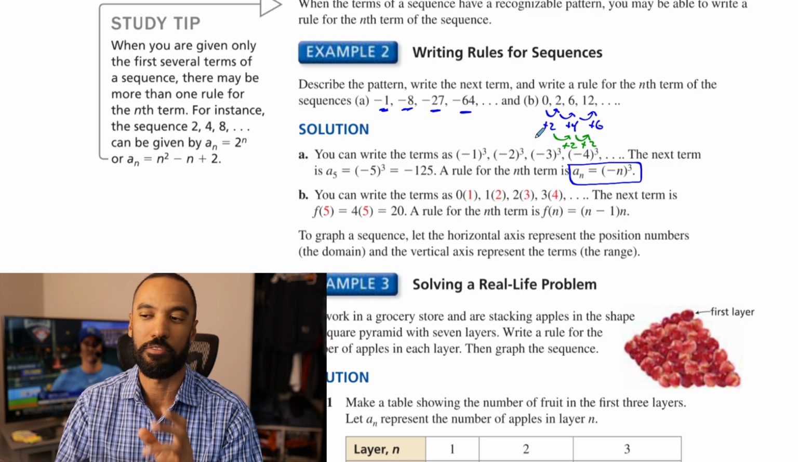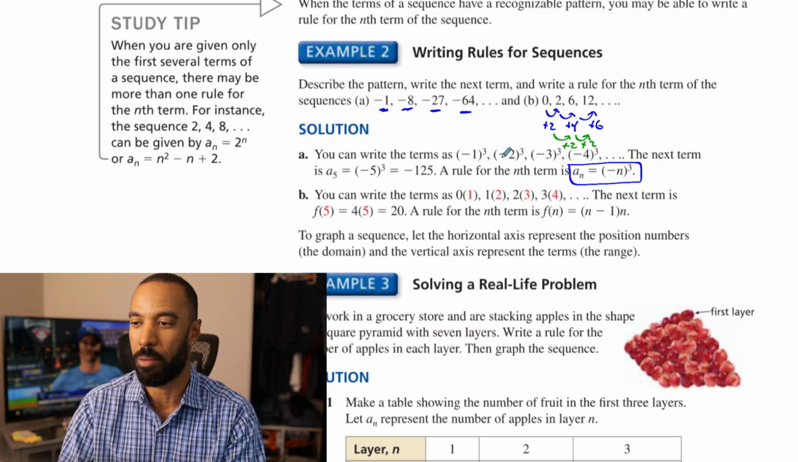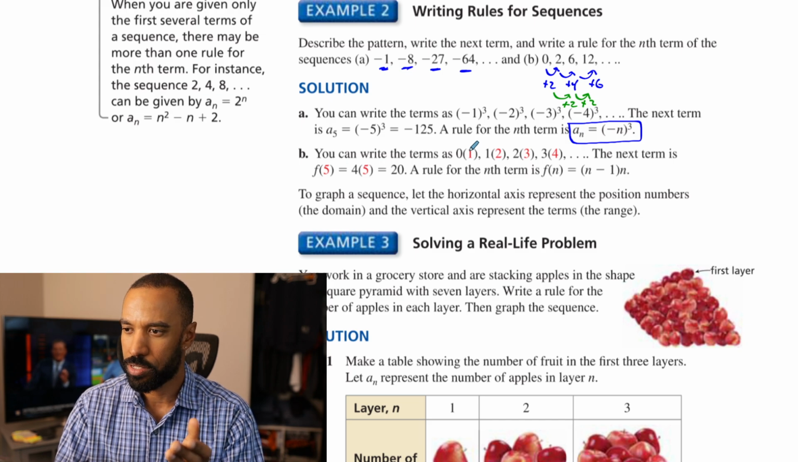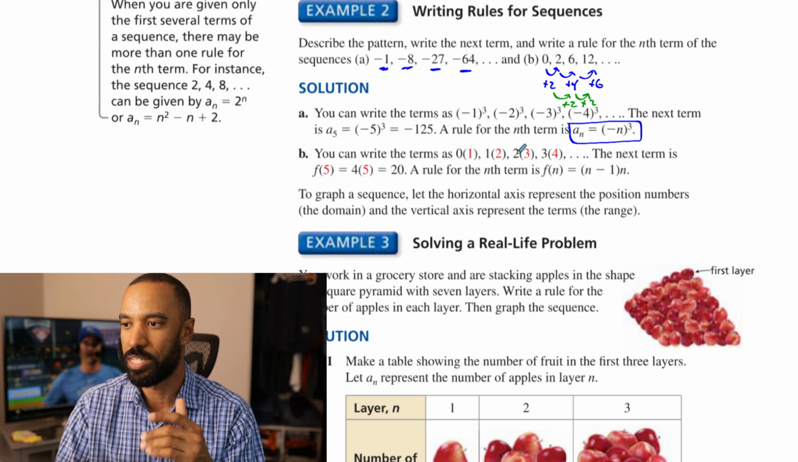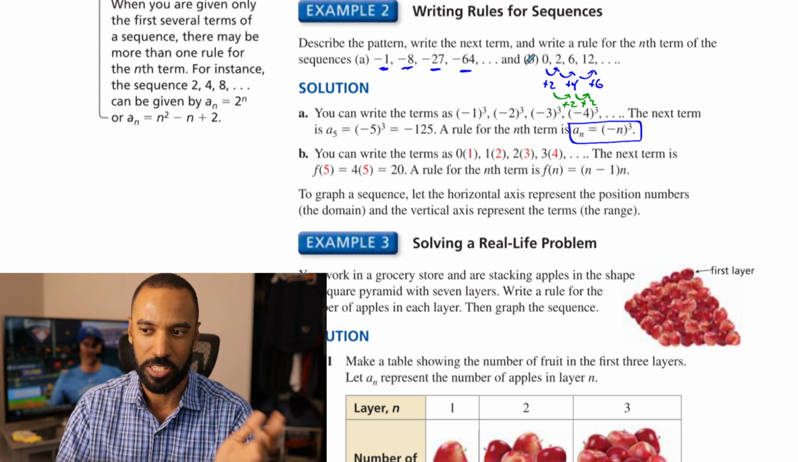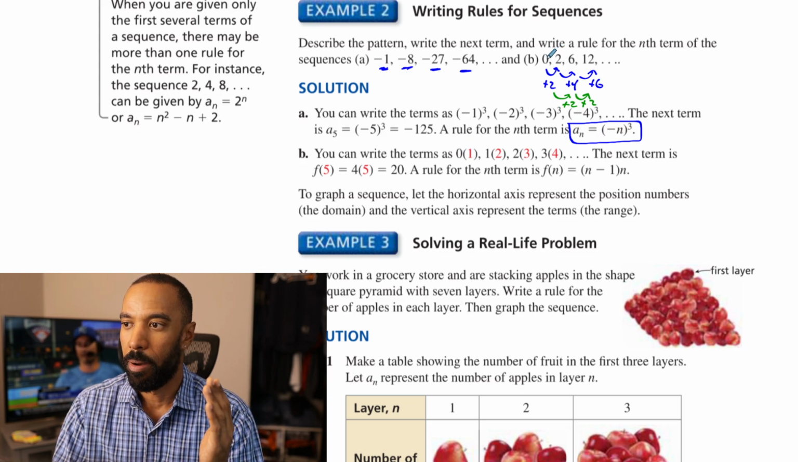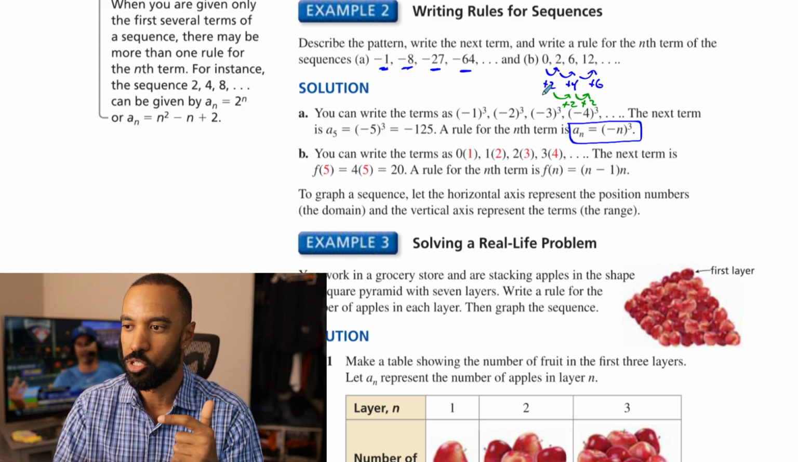So let's see what they say about finding the actual rule from there so we can follow that pattern with them. You can write the terms as 0 times 1, 1 times 2. Okay, this works. 0 times 1, 1 times 2, 2 times 3, 3 times 4. That's something you might notice. A little less obvious there. But yeah, 0 times 1 is 0, 1 times 2 is 2, 2 times 3 is 6.